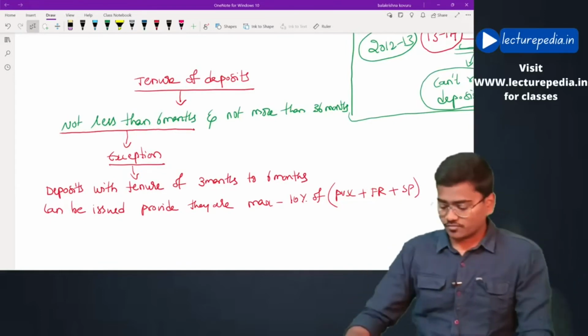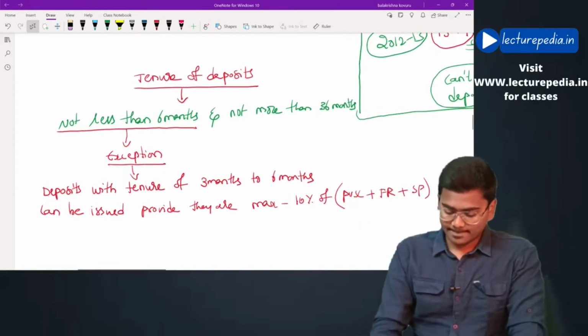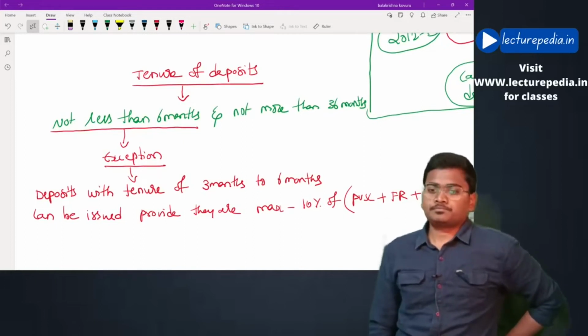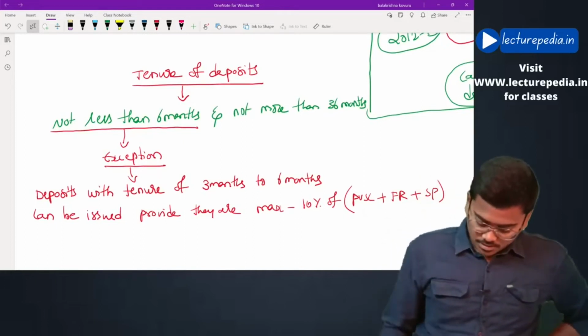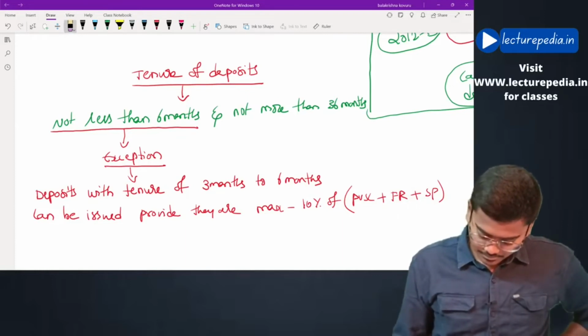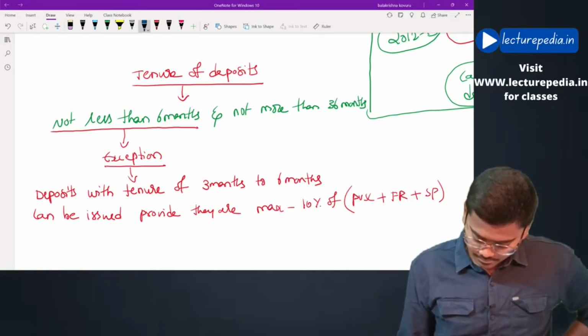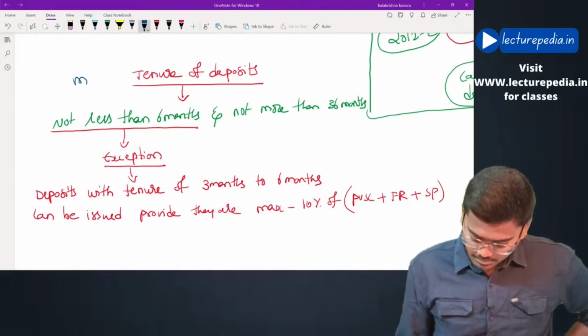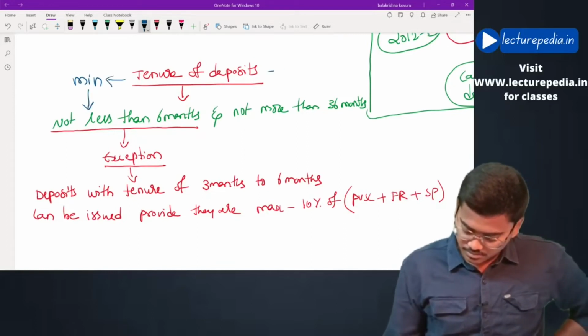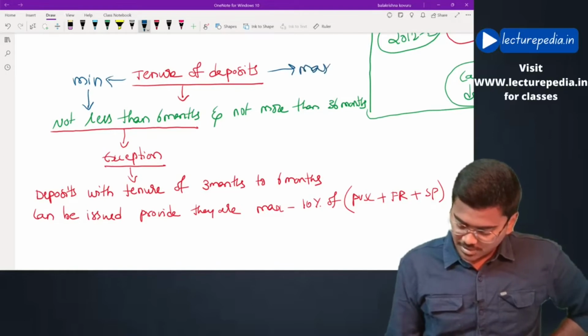You can make a note of this. Tenure of deposits. Here you can write minimum, maximum.